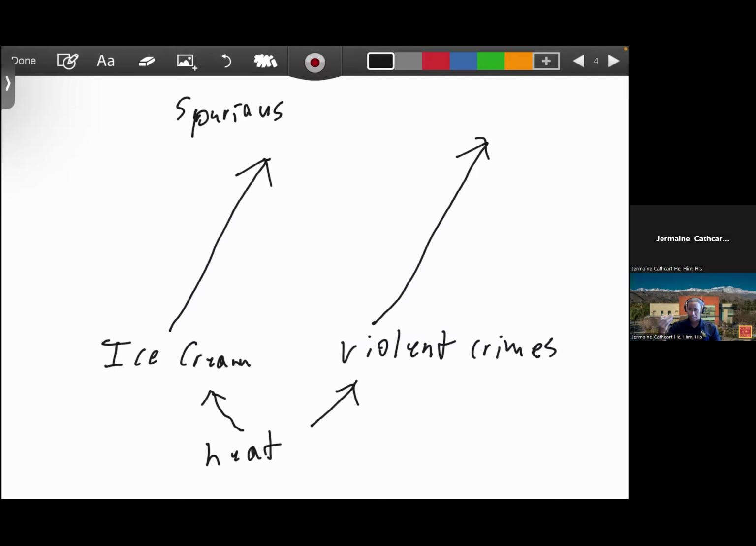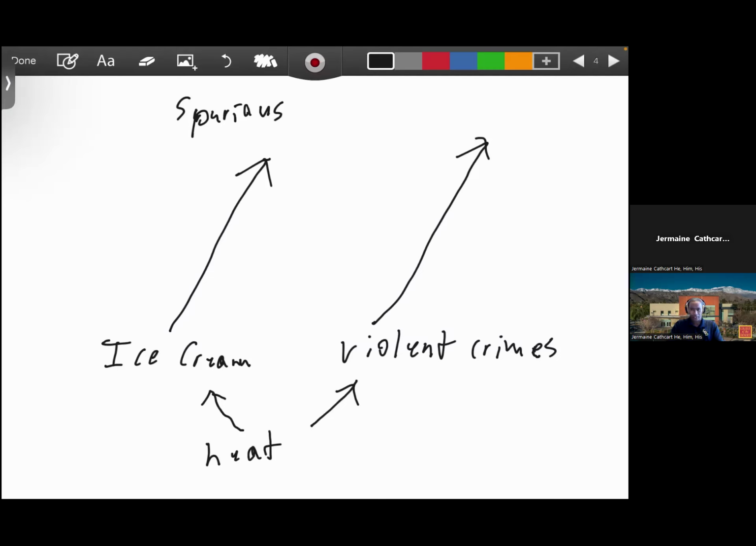Now, not only does heat cause an increase in violent crime, but it also causes an increase in ice cream consumption, right? So if you introduce this third variable, which is heat and temperature, we see that this relationship goes away, right? Ice cream consumption increases with heat, violent crime increases with heat. So even though there's a correlation, there's not a causal effect.